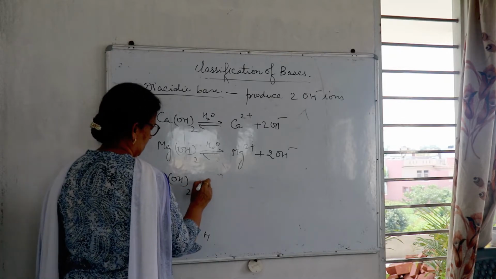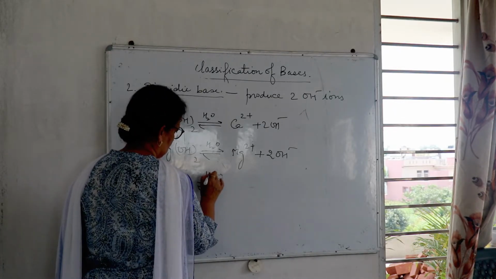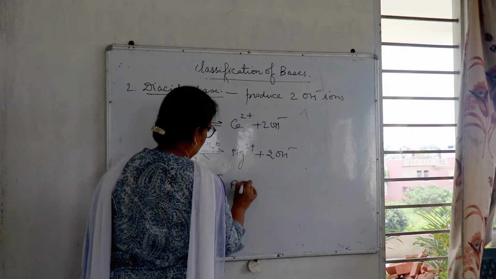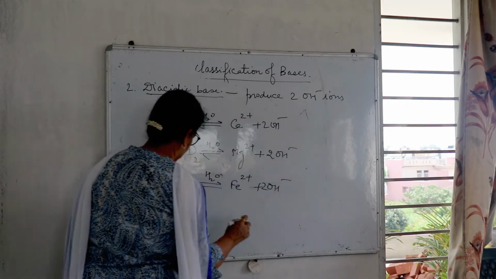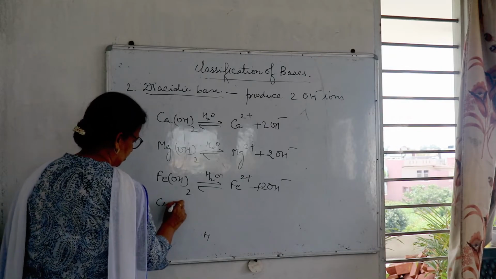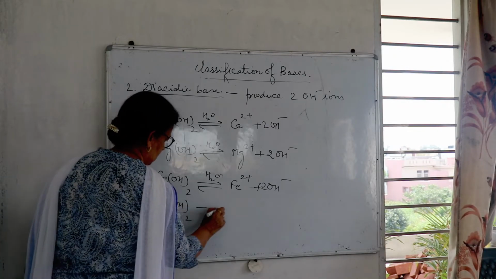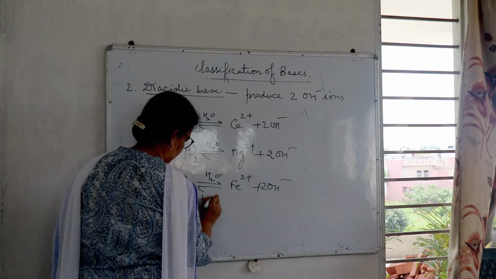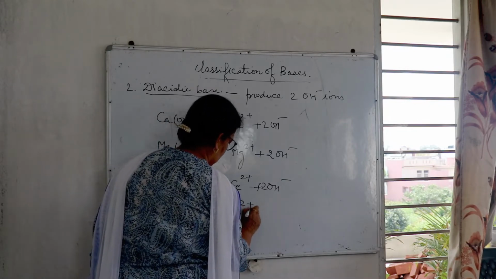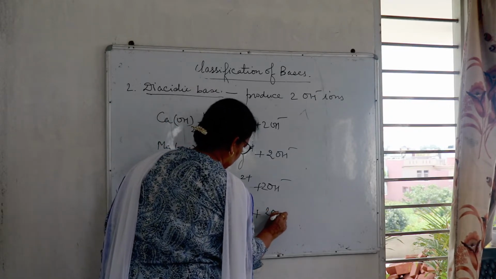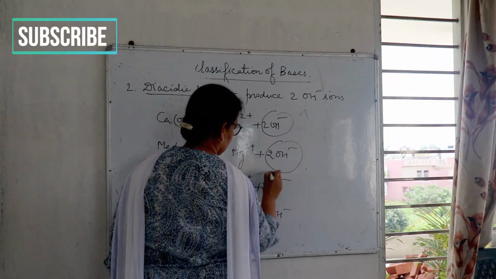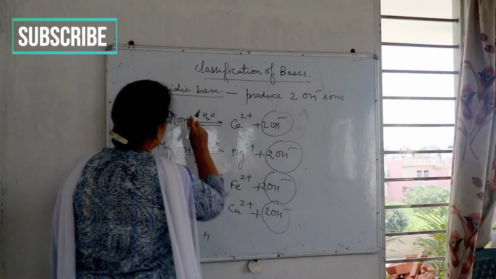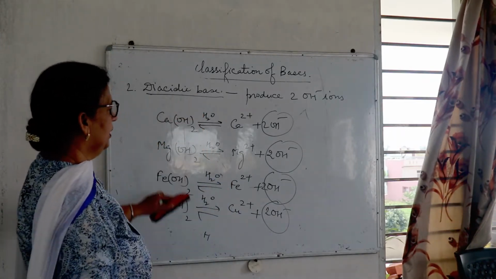Fe(OH)2 gives Fe2+ plus 2OH-. Cu(OH)2 gives Cu2+ plus 2OH-. So here they are giving two hydroxyl ions, so they are diacidic bases.